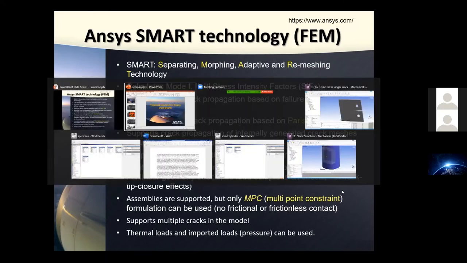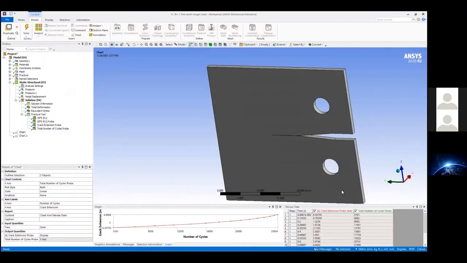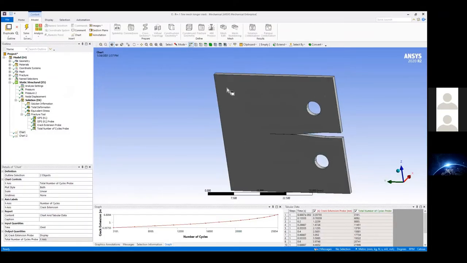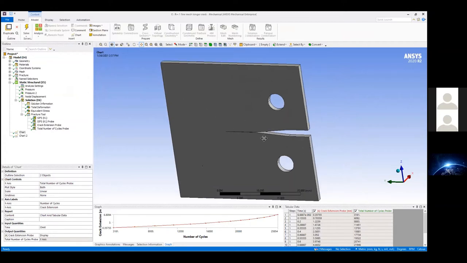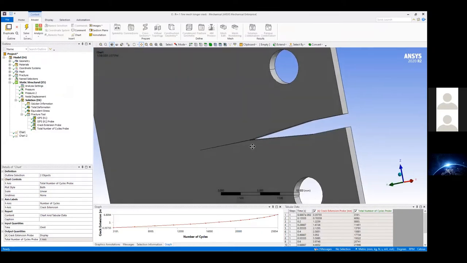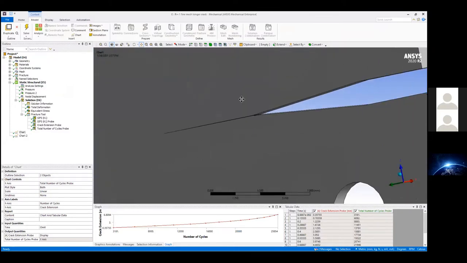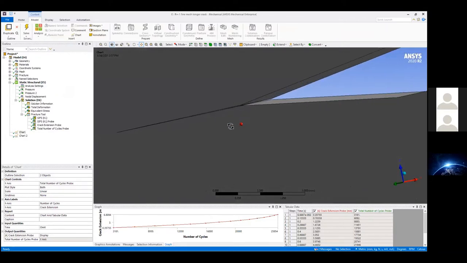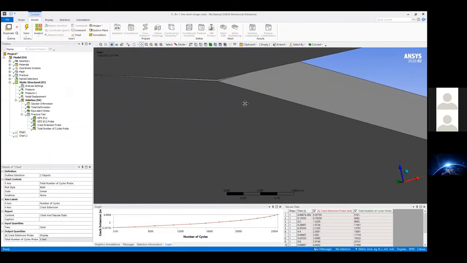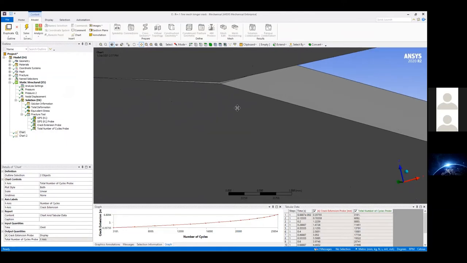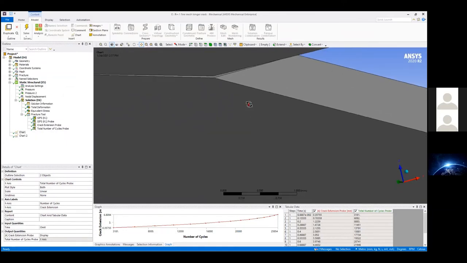So, just to explain, I prepared here an illustration. Now on the screen, you can see a model of a CT specimen I made in ANSYS. And I want to explain what is a predefined crack. You can see here that my geometry was defined in a way that the crack is already here. When I zoom in, you can see that a crack exists, right? So this crack was defined in geometry.